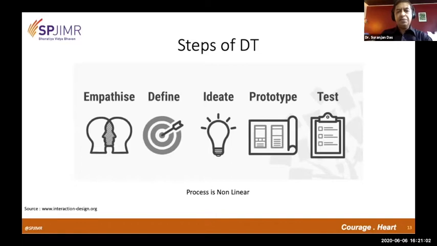Okay. And by the way, the process I've mentioned is non-linear. So we have to go round and round. It is not really linear: 1, 2, 3, 4, and 5.